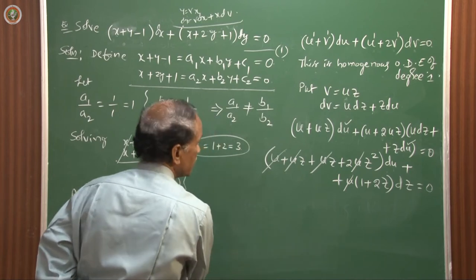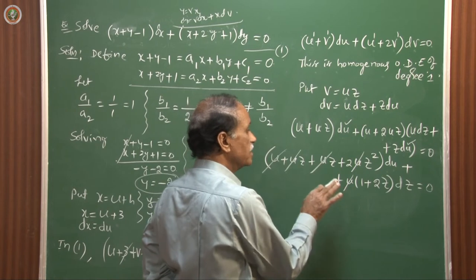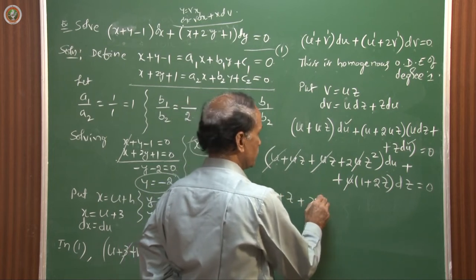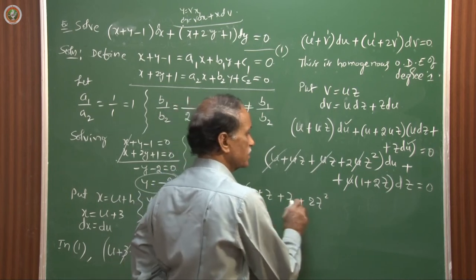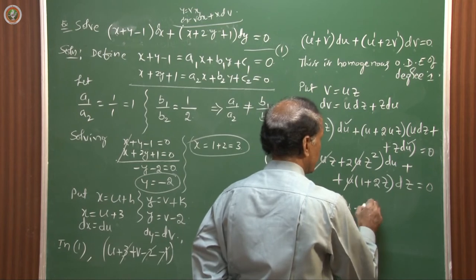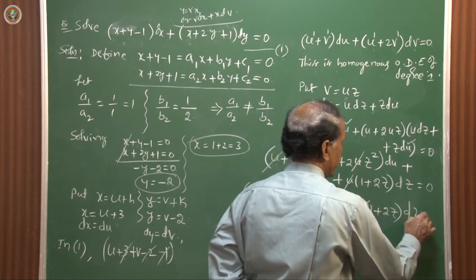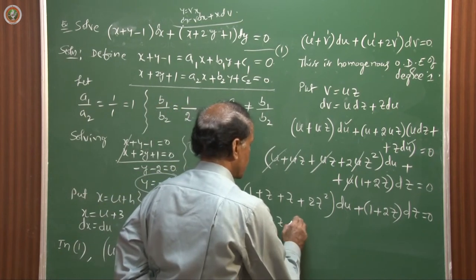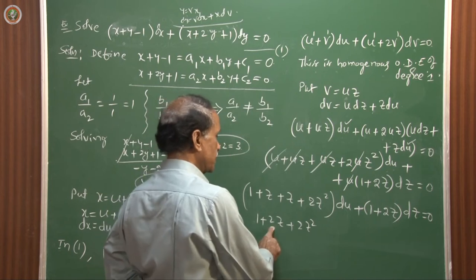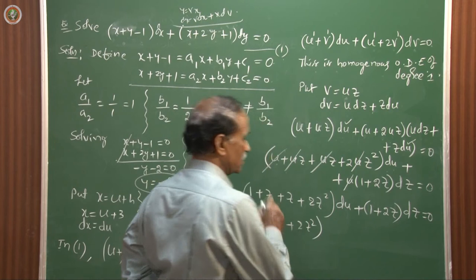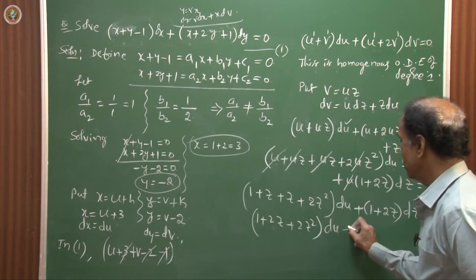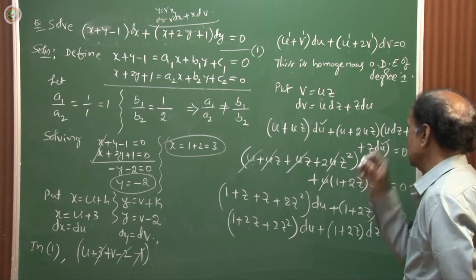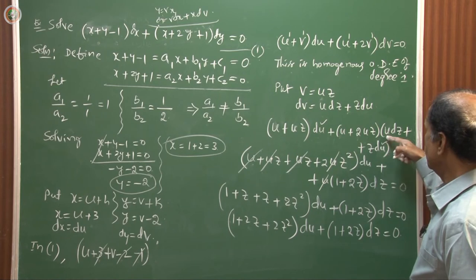Okay. Now, what is the next step you have to write? The remaining terms in the form of z and u. Here it is 1 plus z plus z plus 2 times z square, okay, this is du, right, and plus of 1 plus 2z, it is dz, that is equal to 0. 1 plus 2z plus 2z square, this is for the first term, right, into du, plus 1 plus 2z into dz equal to 0. Here it is u, that is dz.